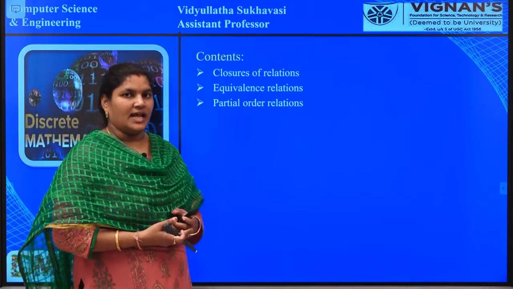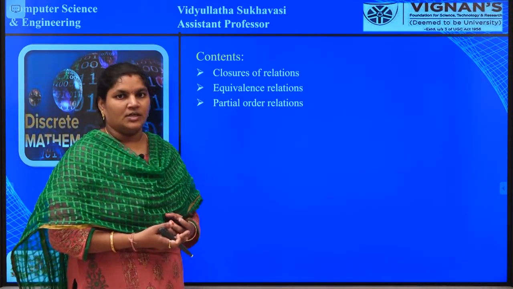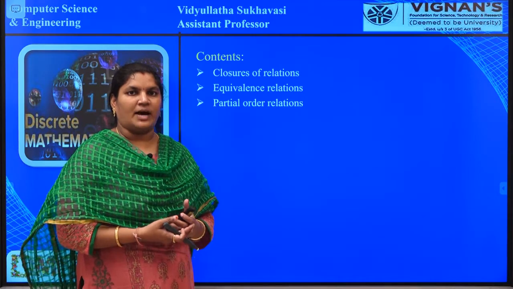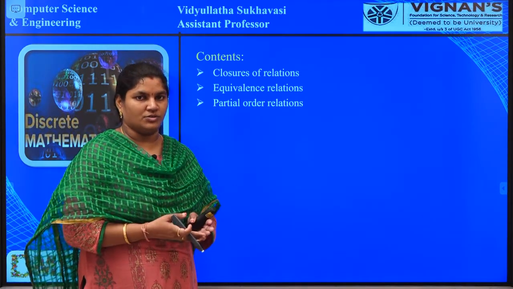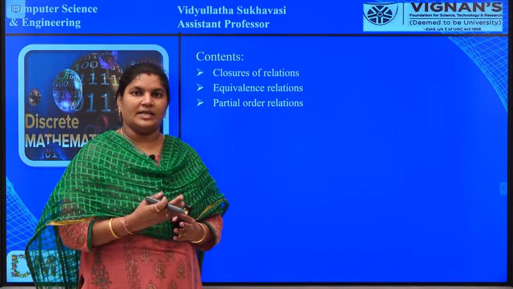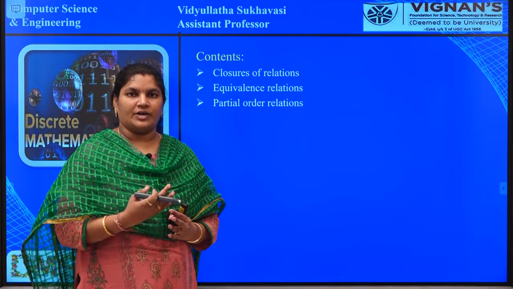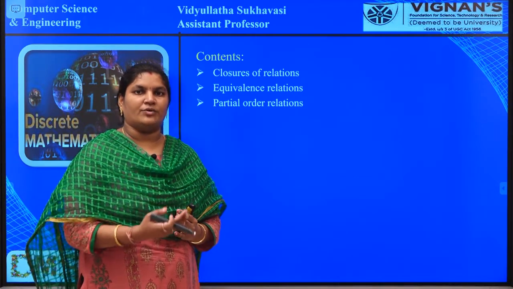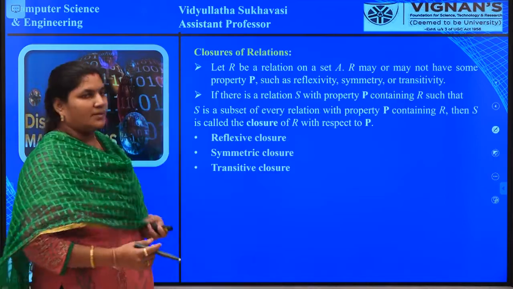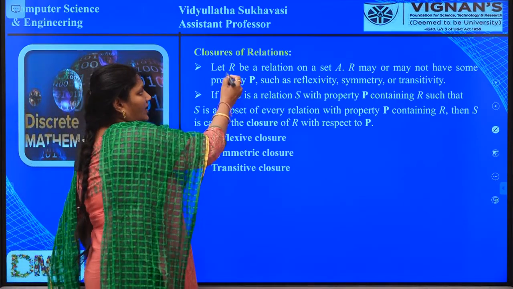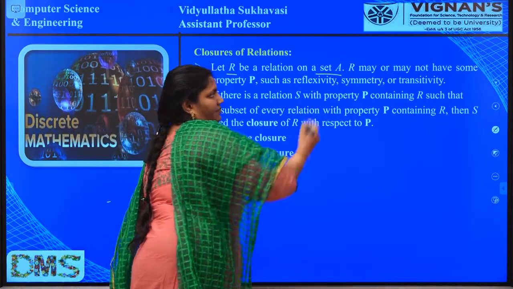In today's class we are going to learn about closures of relations, equivalence relations, and partial ordered relations. How are we going to represent the relation closures? If we want to represent an equivalence relation, what properties do we need to satisfy? And for a partial ordered relation, how are we going to satisfy the partial order? We will see in today's class. Suppose we have R as a relation on set A.